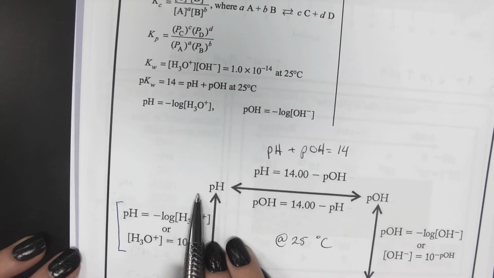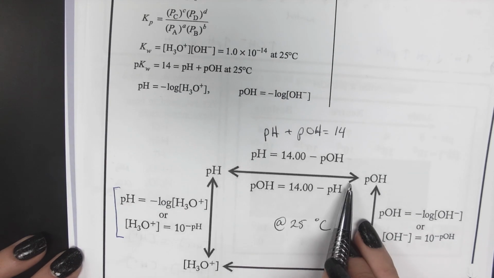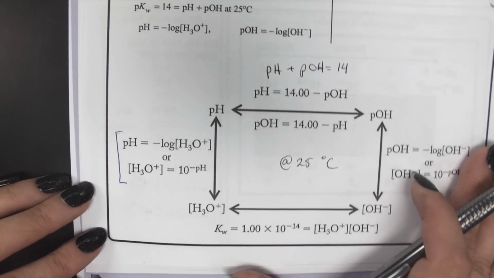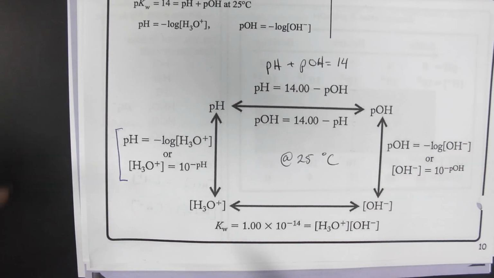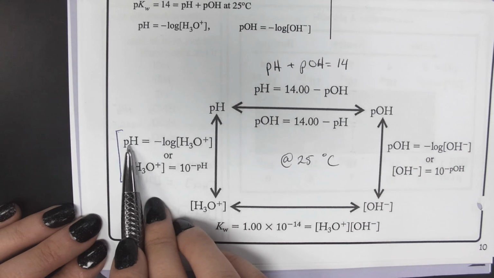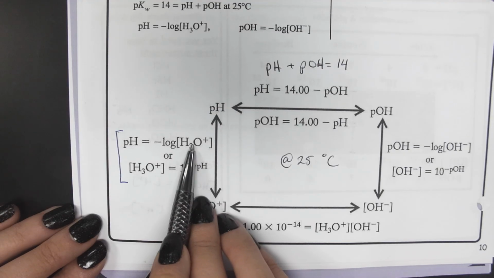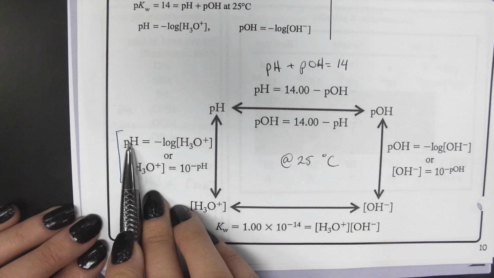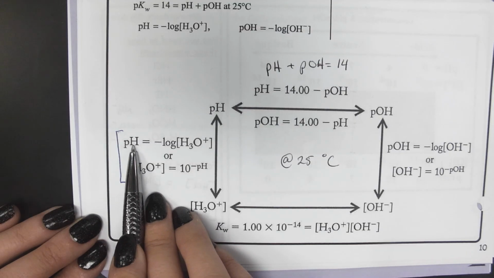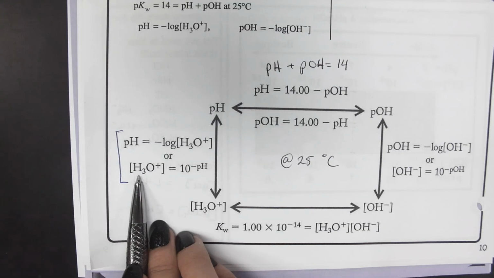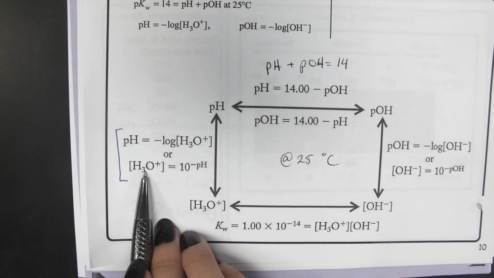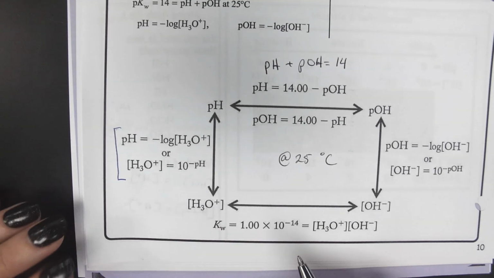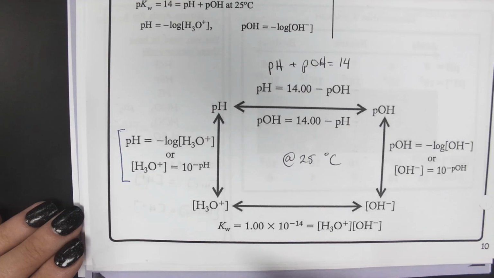So now if you're given the pH, you can figure out the pOH, or if you're given the pOH, then you can figure out the pH. And the other part that we did in class is we went back and forth between having the concentration of hydronium, H3O+, and then calculating the pH. And then we did the opposite of that, where we have the pH and we were solving for the concentration.